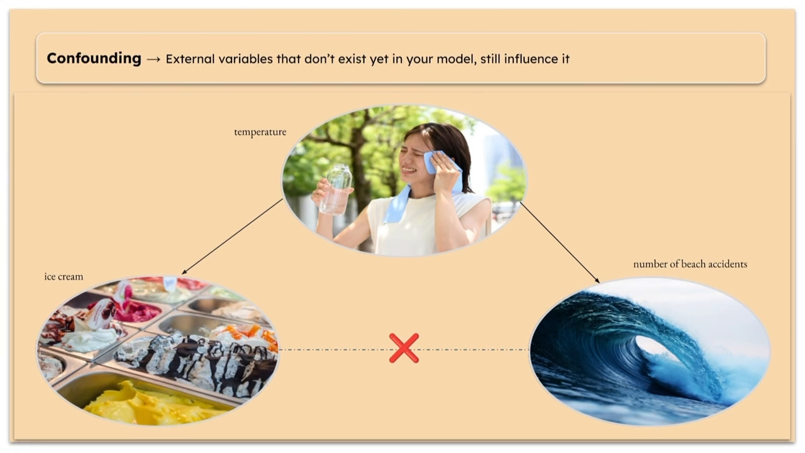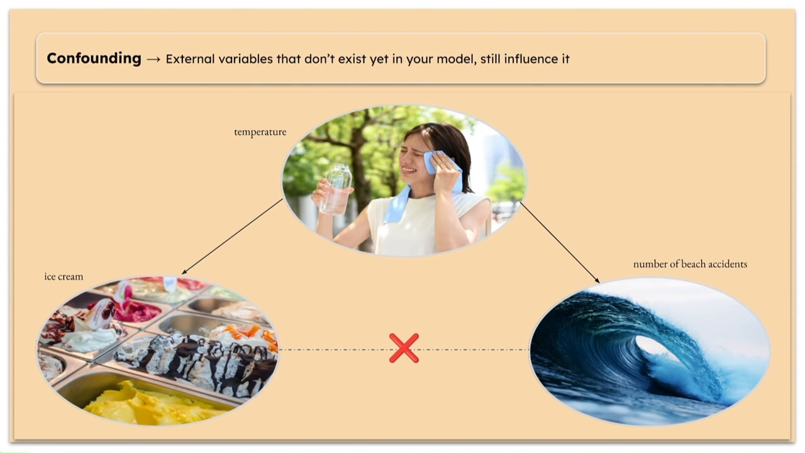Confounding. When we talk about confounding, we talk about external variables that don't exist yet in your model, but still influence it. This is the most common example when we talk about causal inference. So we have ice cream and we have the number of beach accidents. If we try to figure out the cause behind the increased number of beach accidents, your model, or the usual typical data, will probably reflect that it's ice cream. An increase in the sales of ice cream can increase the number of beach accidents, which is not correct because this is not a realistic expectation or a cause effect.